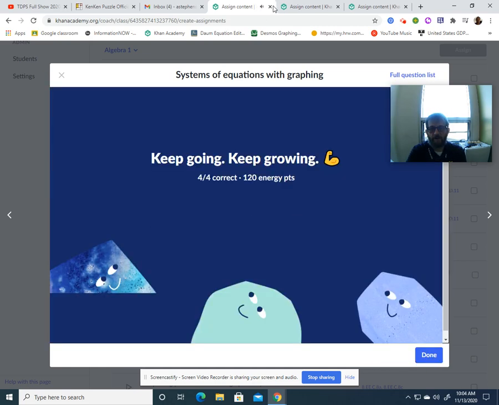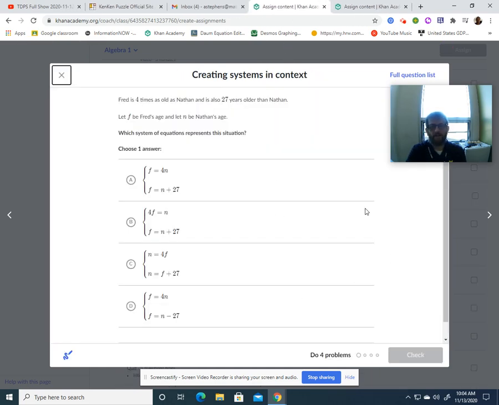All right, we're halfway home. All right, now this is the one where they're wanting us to write systems. This is about being able to read and tell which one they're talking about. Fred is 4 times as old as Nathan. So Fred is older than Nathan. It's right here. Fred is 4 times Nathan. It is not Nathan is 4 times Fred. So we know we're down to one of these two choices.